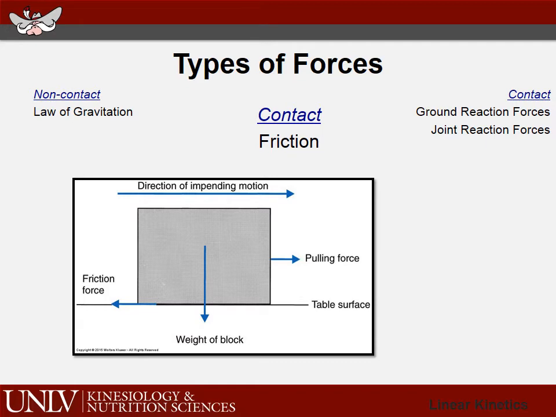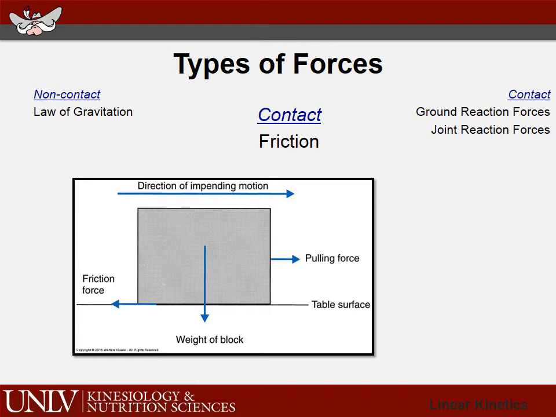If you look on the very top, it says direction of impending motion. Say the block is just sitting there. There's no motion. Somebody comes along and pulls towards the right. So you'll see that pulling force. We're going to pull it along this table surface. The weight of the block is the force due to gravity, right? It's at the center of gravity of the block, and it's pushing it down. So there would be an equal and opposite blue vector going up if we were doing a diagram.